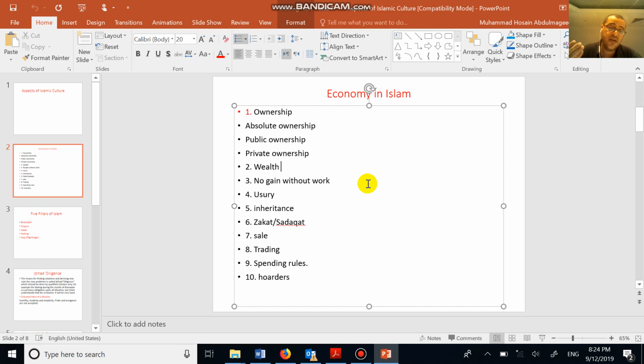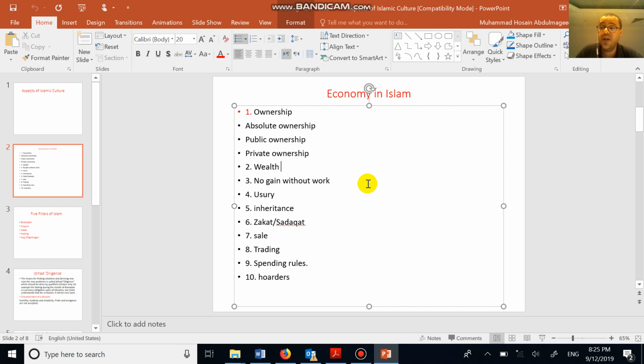Now, number 4 is usury. We discussed it in the class, but I'll tell you something quickly. Usury is when I give you, for example, $10 or 10 dirhams, and you need to return it to me as 12. So money for money, and this is totally haram. Okay, inheritance is another source of economy in Islam for people.